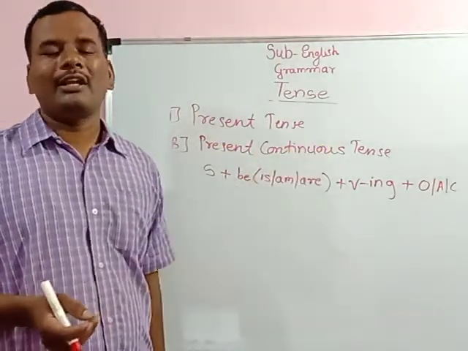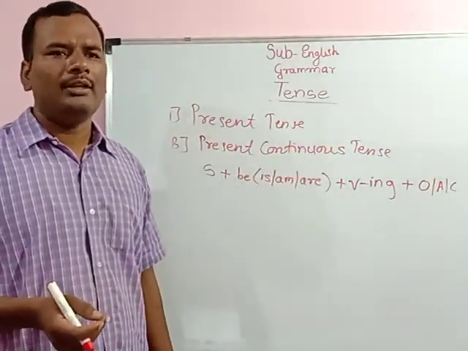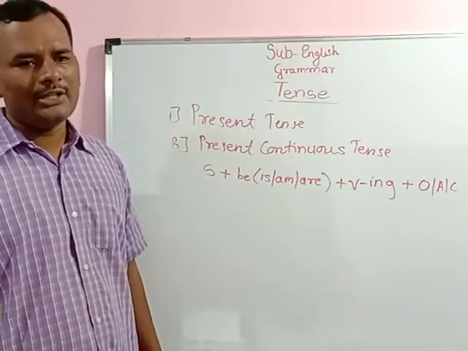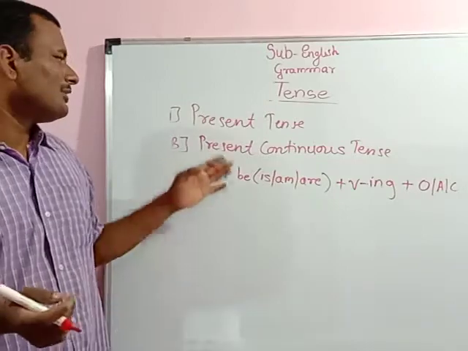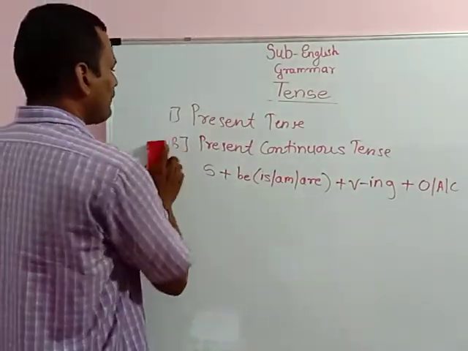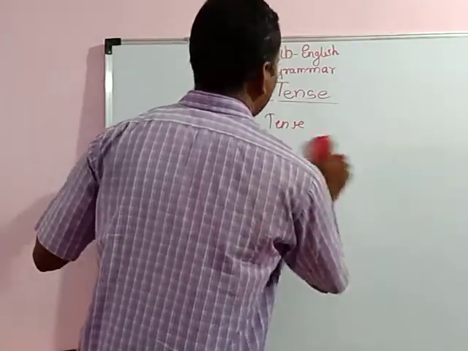For example, the train is leaving for Mumbai. That means it is going to leave after 5 minutes or maybe after 10 minutes. So this was about the present continuous tense. See the next tense now, that is present.